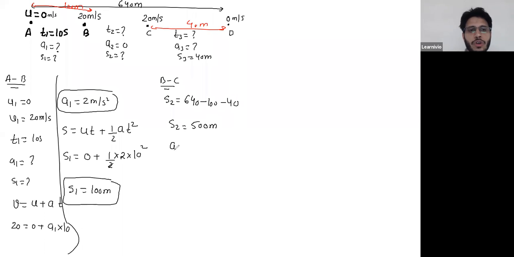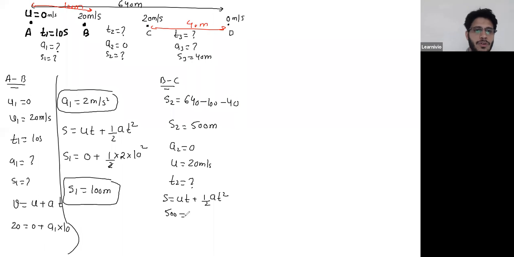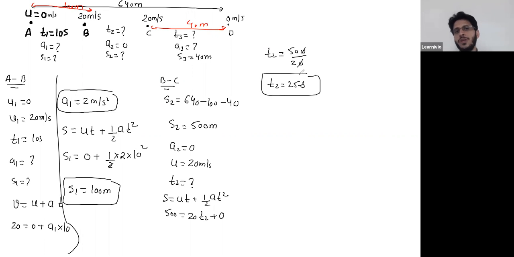Now, once you have S2, your acceleration is 0. Here, initial velocity is 20. You just need time. To calculate time, we can use the equation S = ut + half at square. Displacement is 500, velocity is 20, time is t2, the rest is 0. So your t2 comes out to be 500 over 20, which is 25 seconds. So time taken from B to C is 25 seconds.